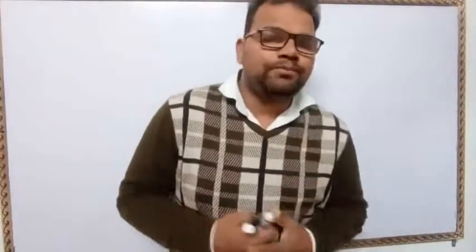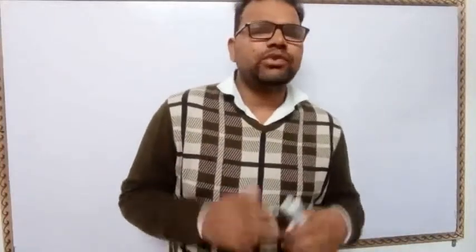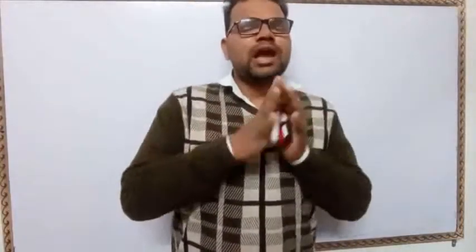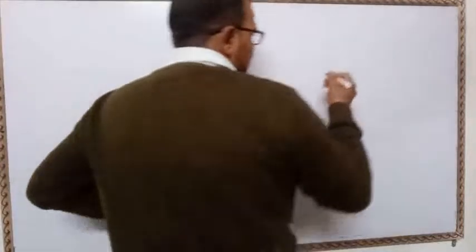Hello students, today we will start the revision of the chapter Surface Area Volume. In this chapter, we will cover the topics cube, cuboid, cylinder, cone and sphere. And in today's class, we will discuss the formulas of all the solids. First, we will discuss the cube.